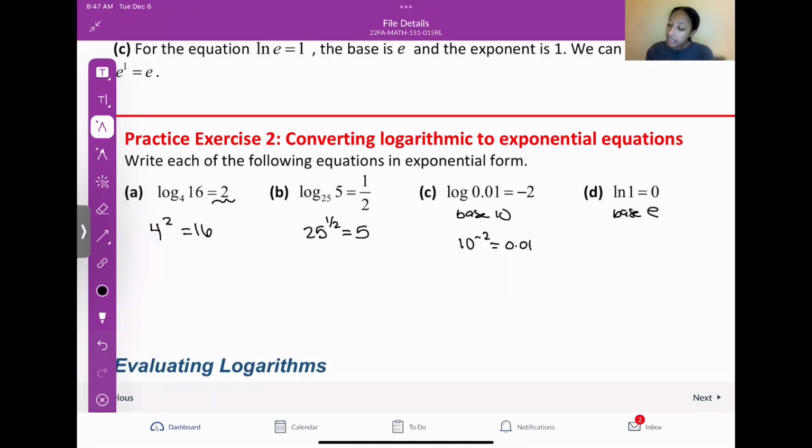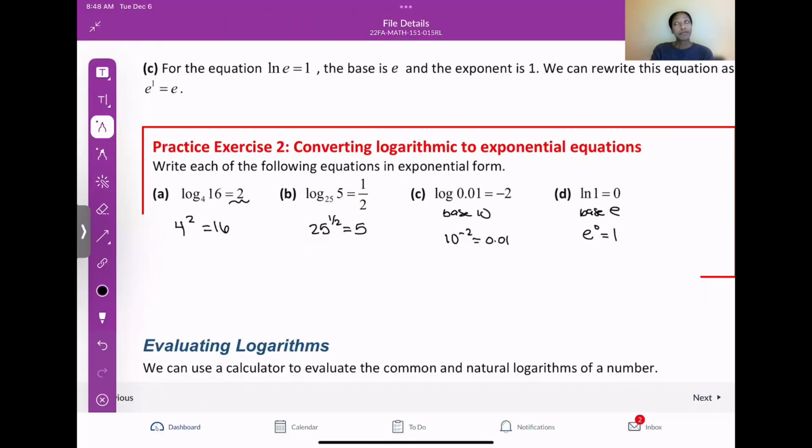And then ln of 1 equals 0. Again, ln is base e. So this is e to the 0 power equals 1. And again, the exponential equation that you get should be true. All of these are true. e to the 0 power is 1. 10 to the -2nd power is 0.01. 25 to the 1/2 power is 5, and 4 squared is 16.